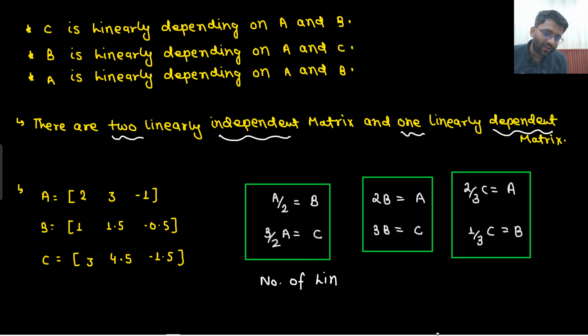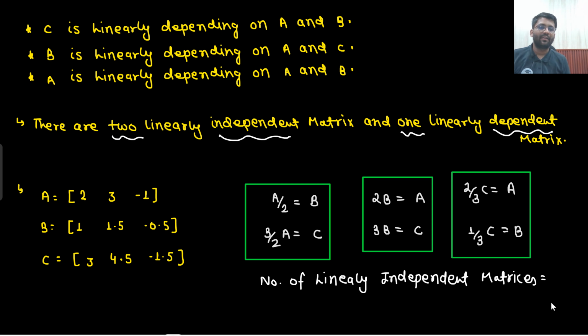So the number of linearly independent matrices. How many matrices are there? Only one. Independent means whatever is in your hand, this guy is independent of everyone. This guy doesn't depend on anyone. A will come and say, yes, I am alone enough to write down B and C. Or B will say, I am alone enough to write down A and C. C will say, I am alone enough to write down A and B. So I am independent of everyone. I don't depend on anyone. So the number of independent matrices is only one.